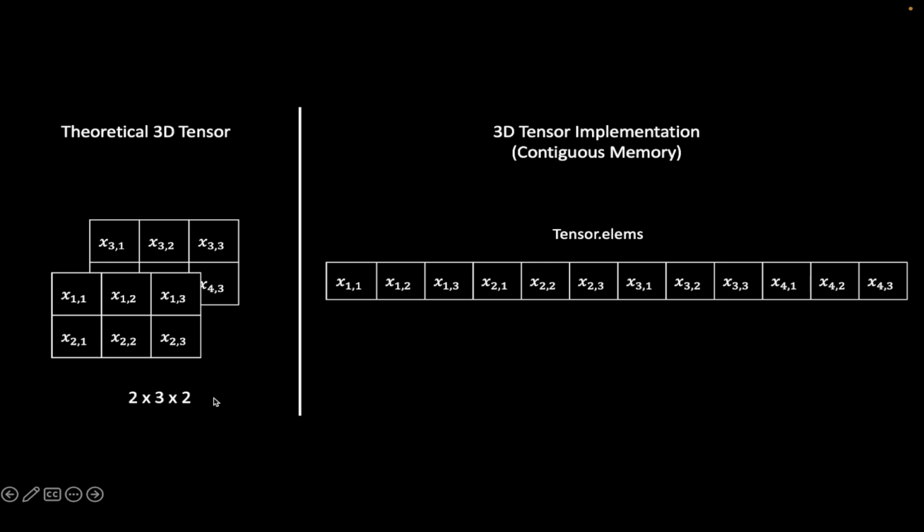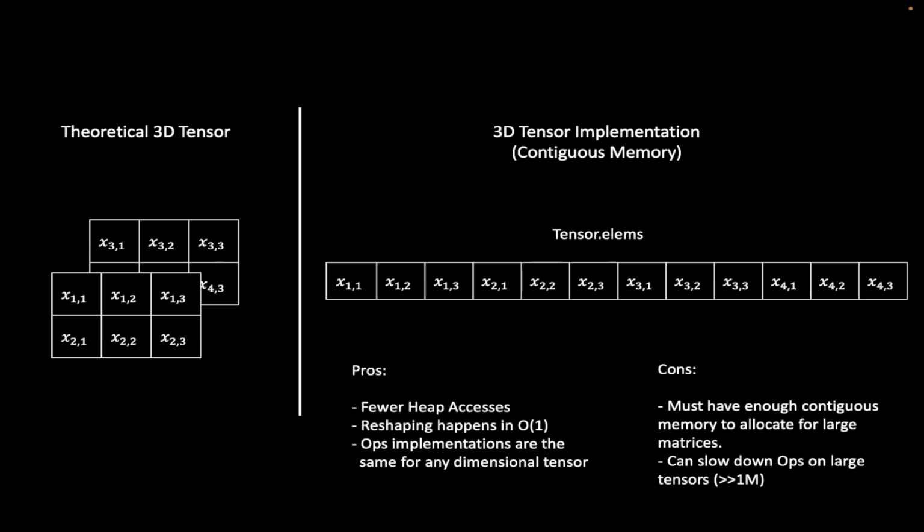What this means is that we can effectively reshape a tensor by just changing its dimension. We don't have to affect the underlying memory, and that takes tensor reshape operations from potentially O(n) to O(1), which is a massive performance boost. So the benefits of changing our construction for tensors: we have fewer heap accesses, we can reshape in basically constant time. Another benefit here is that tensor ops, the implementations are the same for any dimensional vector, and I can show examples of that in the source code here at the end.